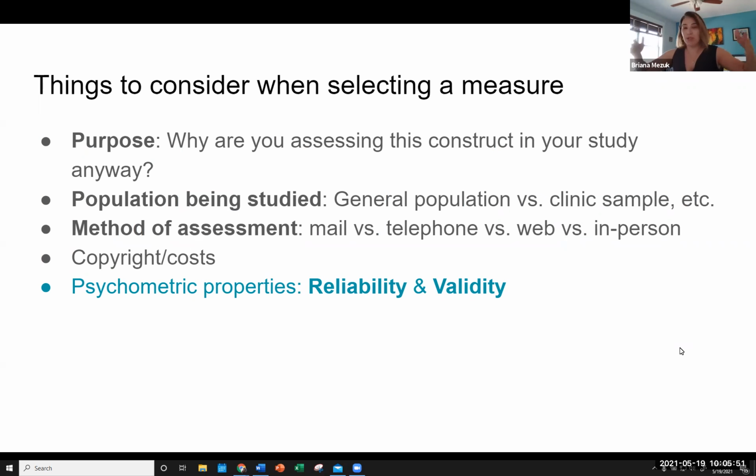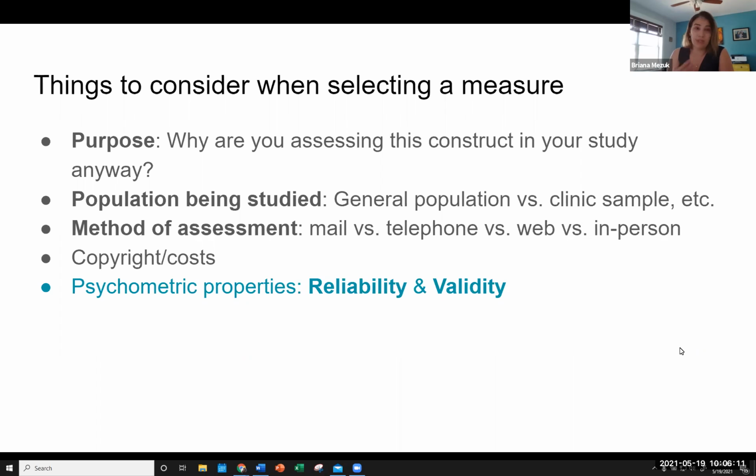So what do we care about at the very top? When you're trying to measure a construct, let's say loneliness, or let's say depression, there's going to be a lot of different choices in terms of how you would measure such a thing. So the first thing in your decision tree, in terms of why you would choose one type of measure or one measurement approach versus another, is the purpose.